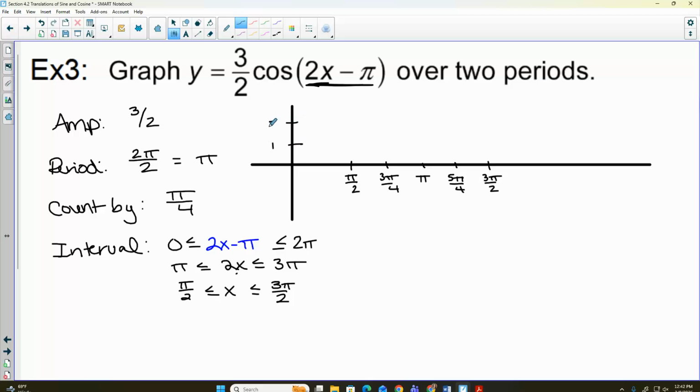My high point is 3/2, so like 1.5. I'm starting when my x is pi over 2. Cosine starts at its high point, so it starts at 3/2. Then 0, down to -3/2, 0, and back up.